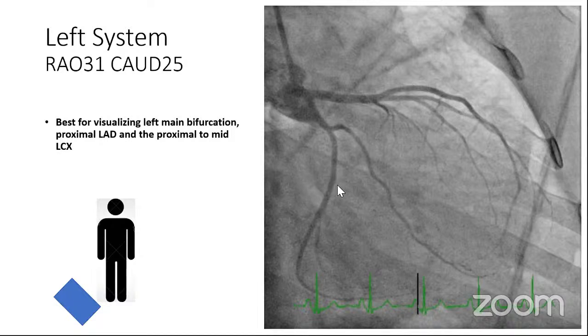We mentioned that the caudal views are usually good for picturing the proximal parts and the left main. You can see here the left main bifurcating into the LAD and the LCX. As you can see, it's a normal coronary angiogram.